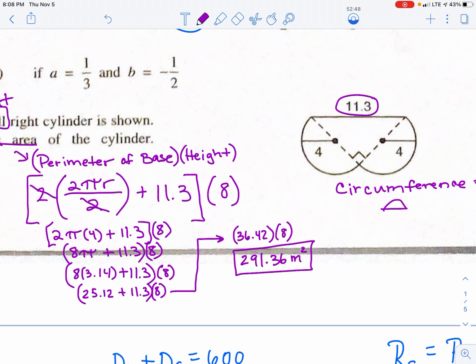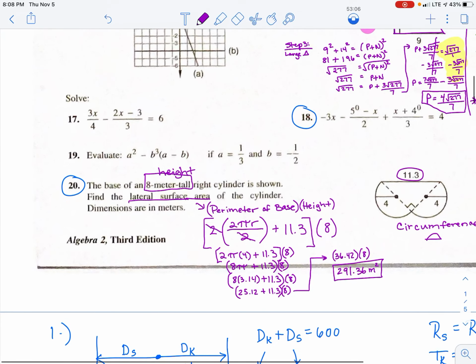It's not a nice cylinder like a can of Pringles. It's got an odd shape to it. But that would be the lateral surface. We don't care about the base. We don't figure out the area of the base. We did need to know some information about the base, though, because we needed the perimeter of it. Okay, so that's how you do number 20.